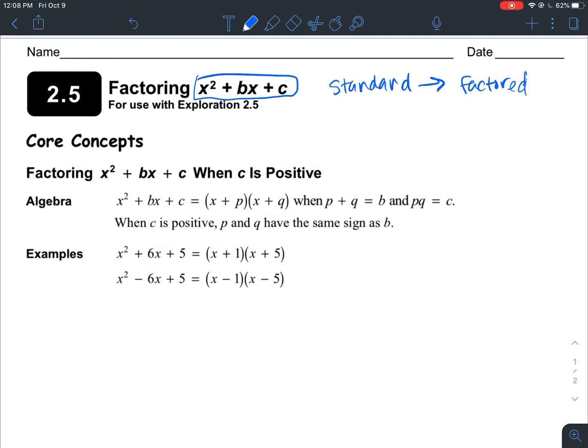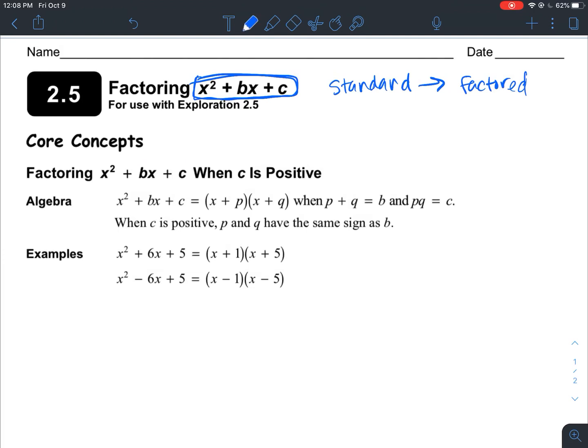And last time we talked about finding the greatest common factor in order to get into factored form. However, your polynomials won't always be that easy to factor. So this is going to be a little bit different in the sense that this is a different form. So right here we have x squared plus bx plus c. B and c are numbers, okay? And they're very important numbers. They help us know how we can factor.